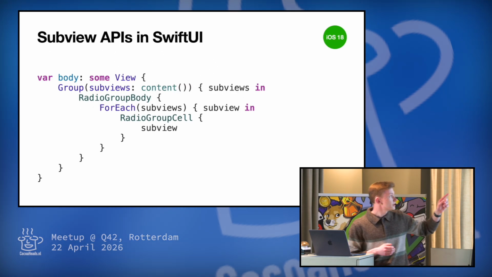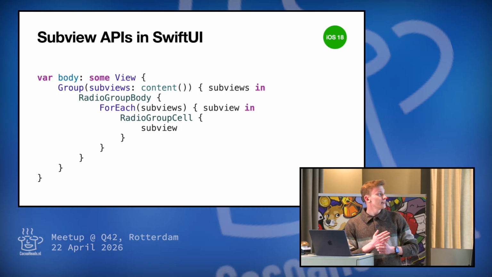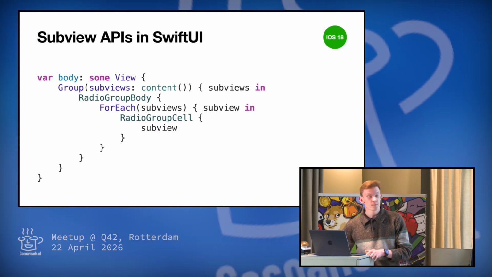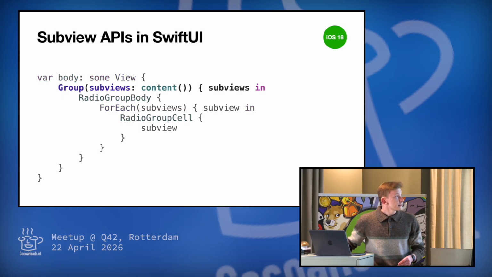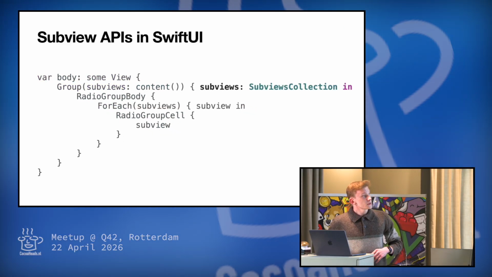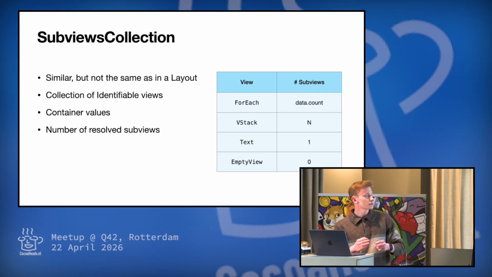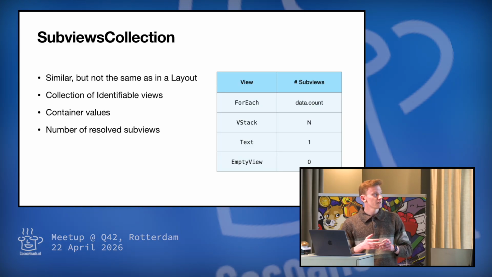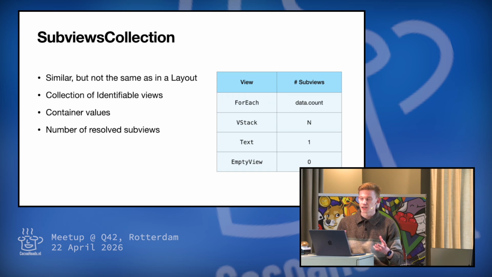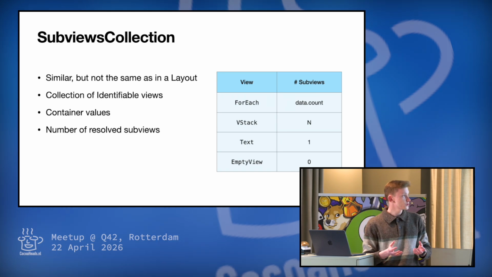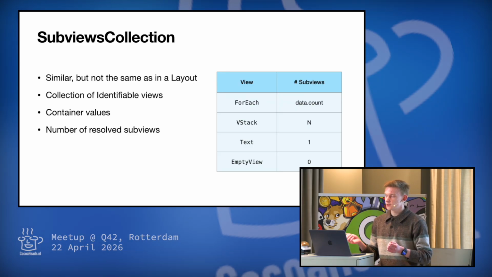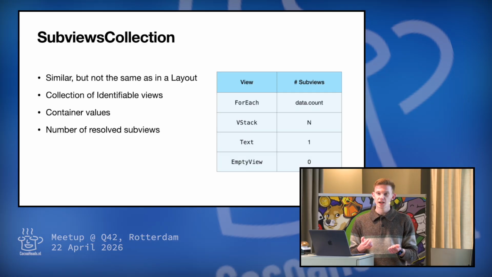So one of these APIs is group subviews. It takes a view, content, and it gives a collection of subviews. Now, subviews collection is very similar, but not quite the same as what you have in a layout. In a layout, you have the layout subviews, and it's basically a collection of identifiable views. Now, what's great here is you have access to container values. It's also kind of a similar concept in layouts: you have layout values. In container values, you can define your own data properties, but you also have access to the view's tag.